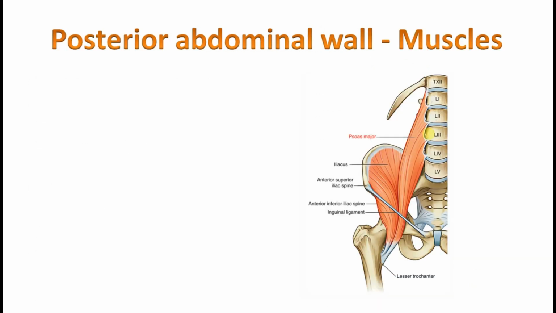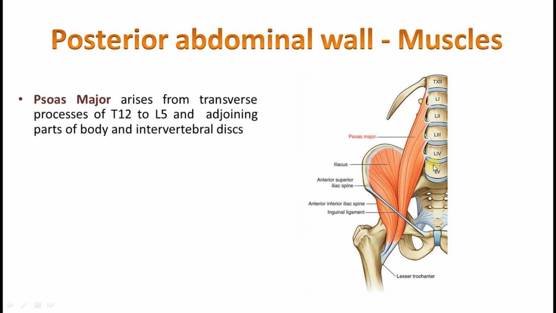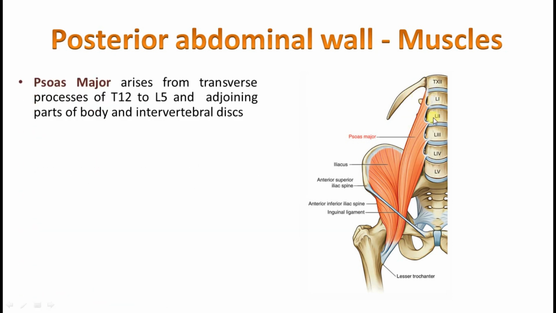Now coming to the muscles of the posterior abdominal wall, two muscles, as I told you. Medially you see the psoas major muscle. It arises from the anterior surface of the bodies of all 5 lumbar vertebrae and their adjoining intervertebral discs. So it arises from the anterior surface of the bodies of the lumbar vertebrae and also the intervertebral discs. Not only that, it also takes origin from the tendinous arches.